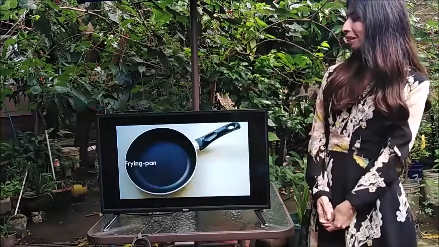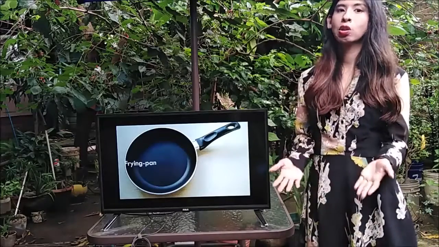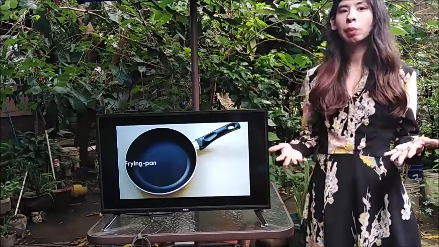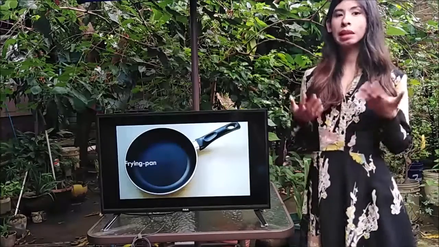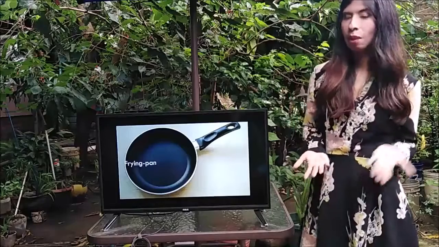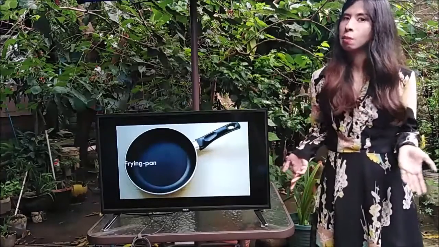The next one is the frying pan. As its name says, it is used for us to actually prepare food whenever we are using oil. So that means that we are frying something. That is where the name comes from. And of course, the size may vary.